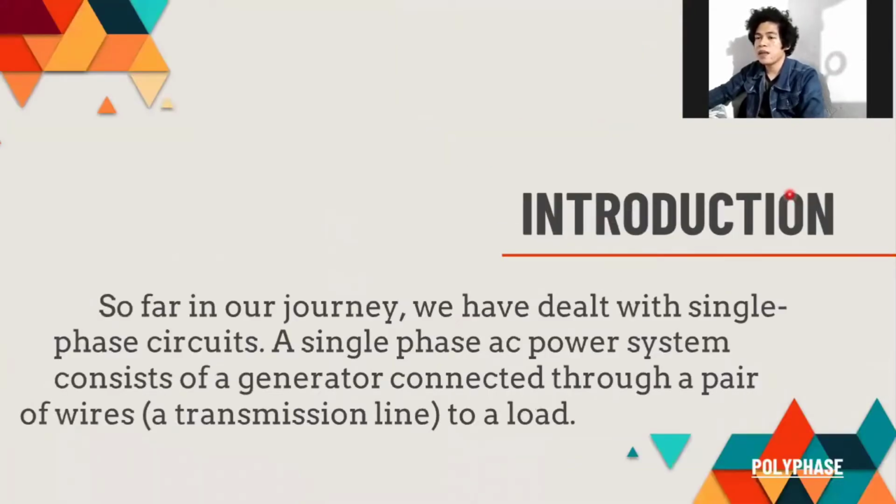For introduction, so far in our journey, we have dealt with single-phase circuit. A single-phase AC power system consists of a generator connected through a pair of wire, which is what we call transmission line, and to a load. Yan po, basically yan yung bumubuo sa ating isang AC power system. We have the source, which is the generator, and we have the path, which is the pair of wire or what we call the transmission line, and also lastly our load.